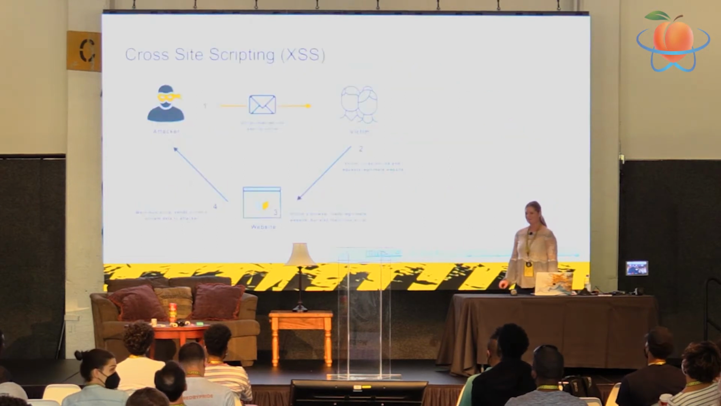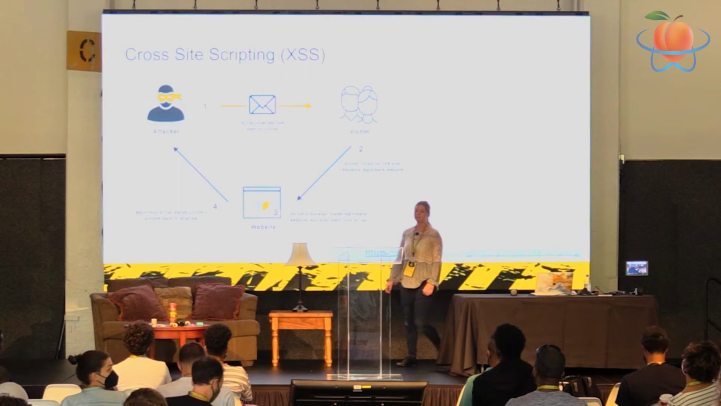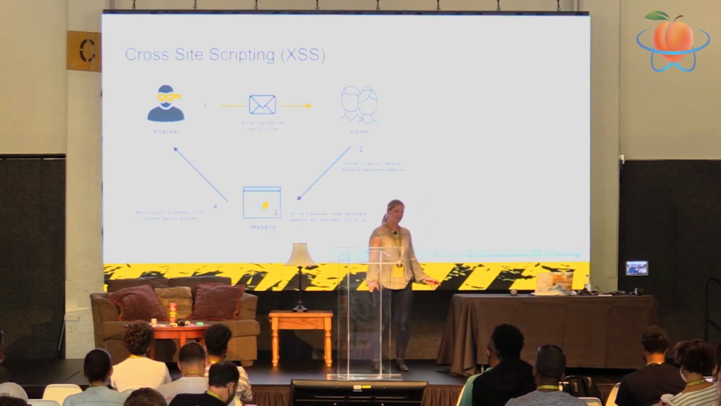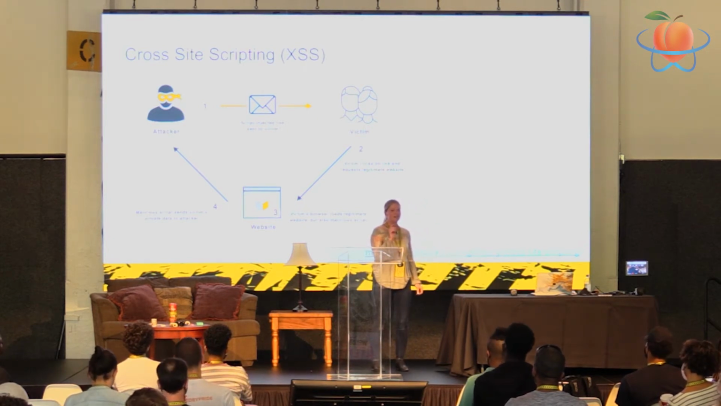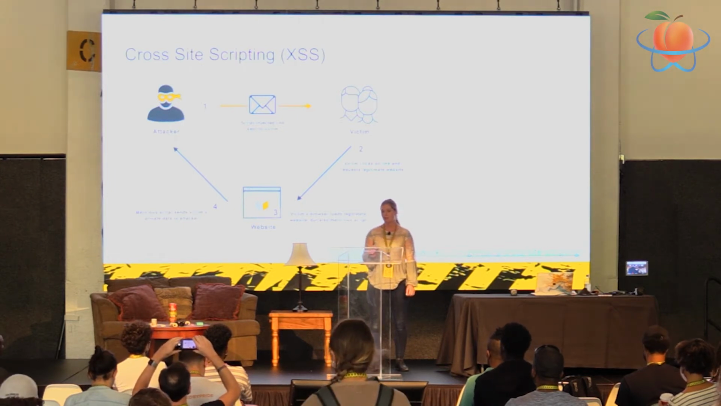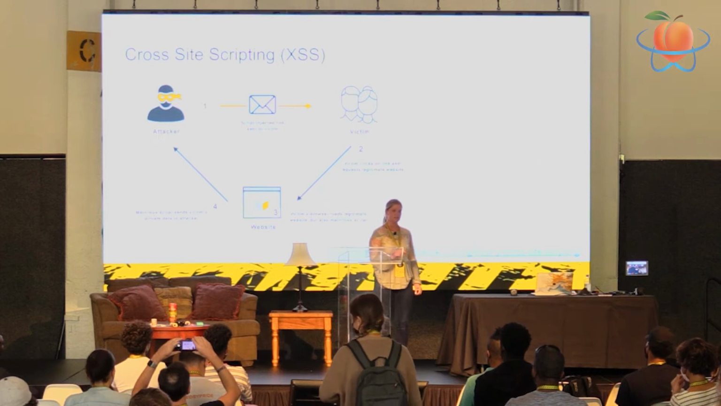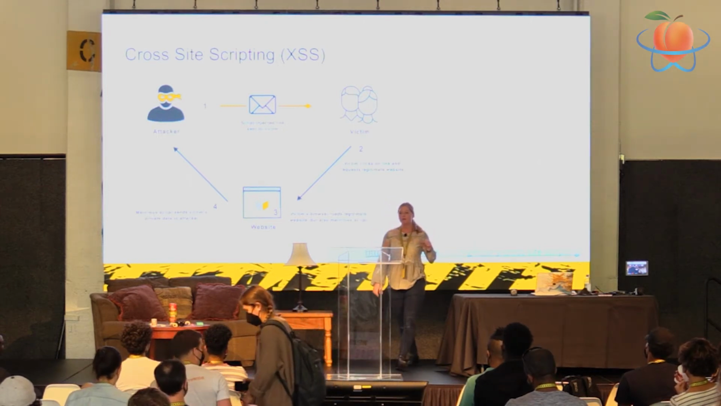But in the meantime, cross-site scripting. By definition, cross-site scripting happens when an attacker injects malicious code into a web page and that code is executed in the browser. Here's a diagram of what an exploit might look like.